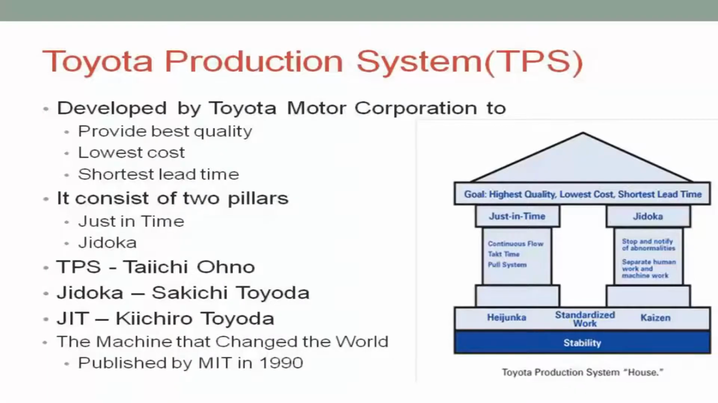I am just mentioning this as an important point, but these were the main focus of the Toyota production system. It basically consists of two pillars. If you see the diagram, these are Just-in-Time and Jidoka. Just-in-Time basically means continuous flow, and it depends on the pull system.